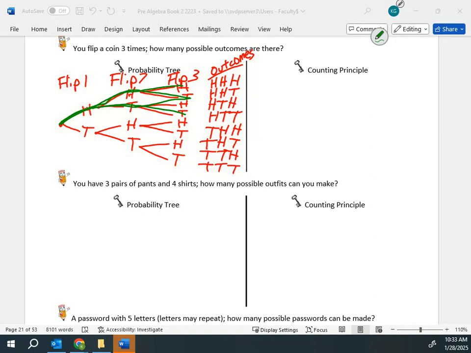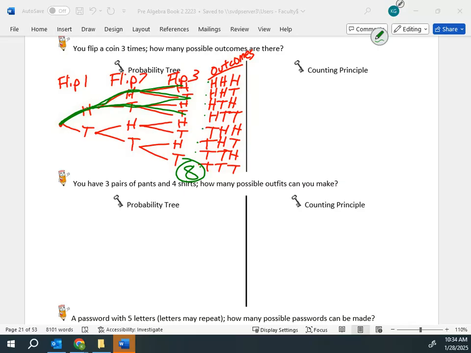Robbie, how many possible outcomes are there? Count them up. All of our outcomes. 8. Yeah, there are 8 possible outcomes. See how that works? So if we're doing that probability tree, we can see what each one of those outcomes could be.